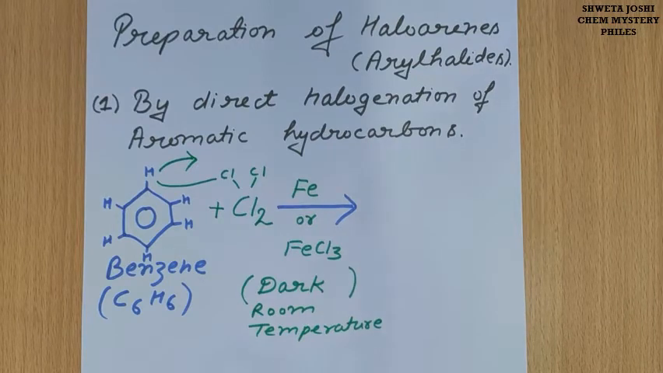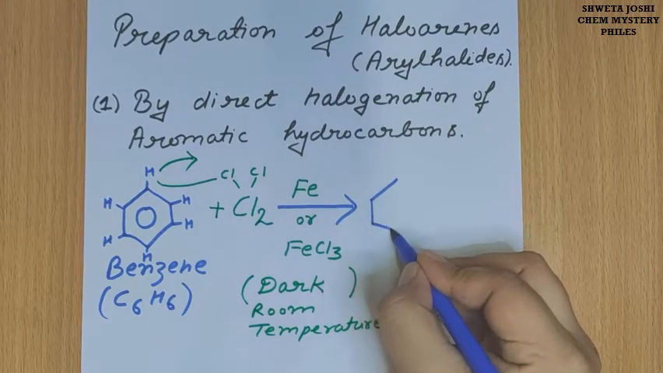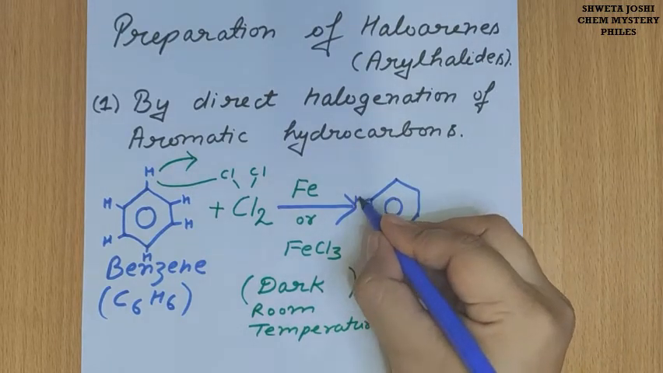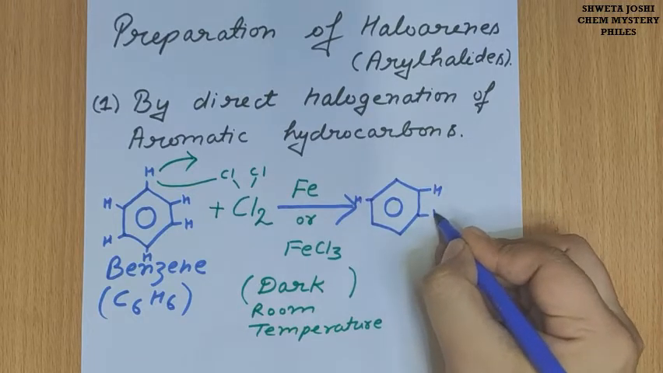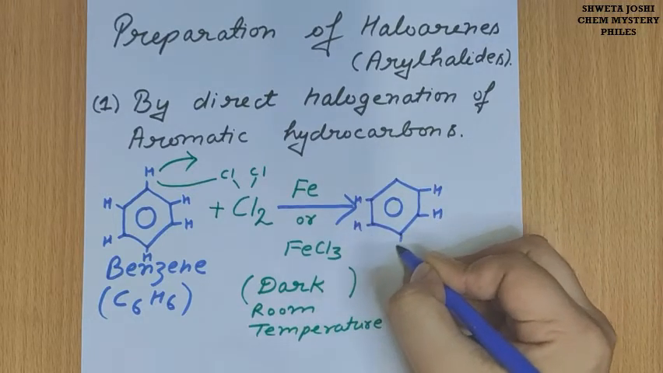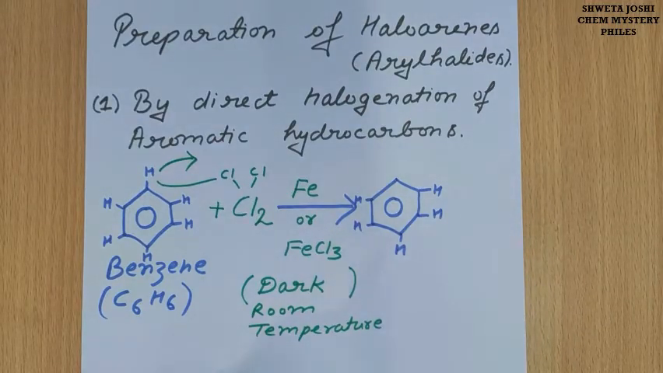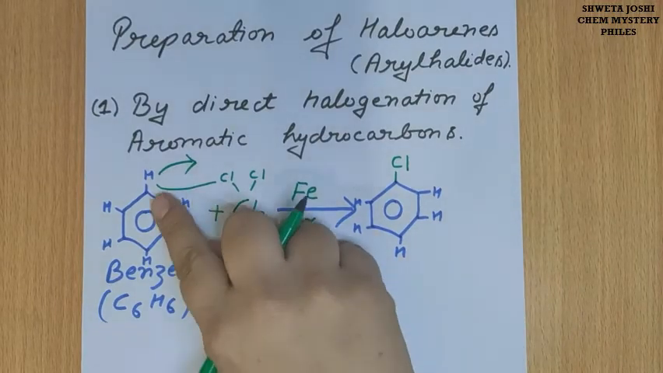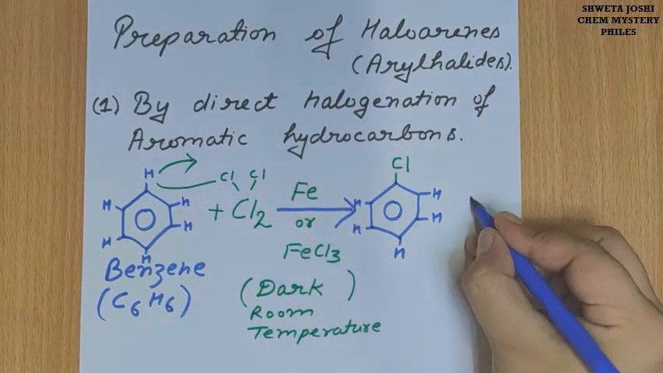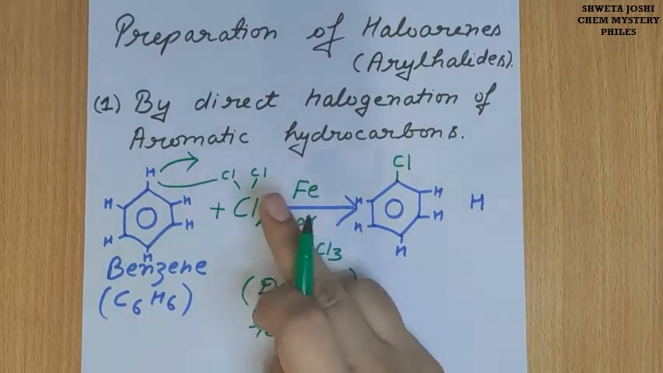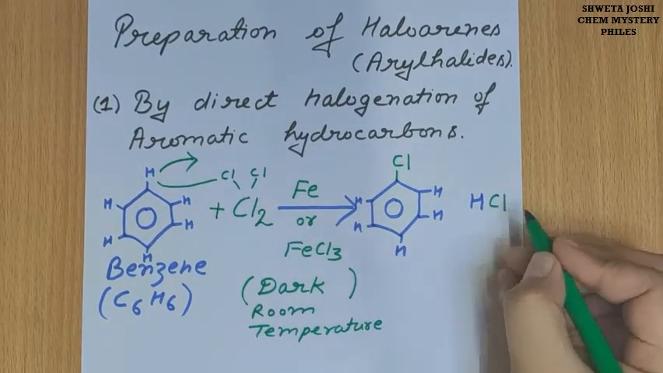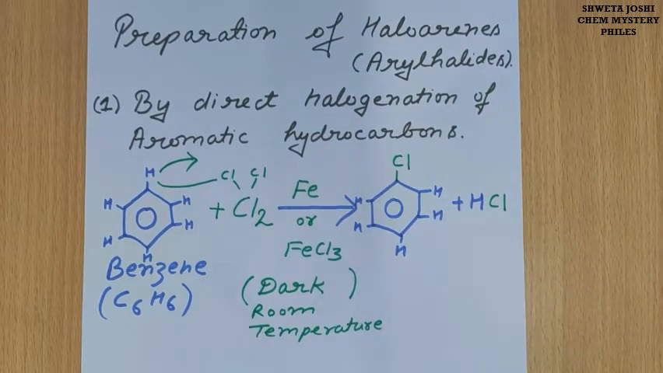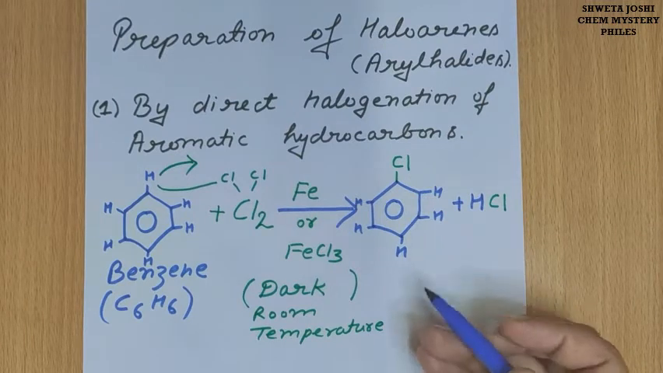So the product formed after this reaction will be an aromatic ring, and on all the sides hydrogen is present except one position to which now halogen Cl is attached, and the removed H will combine with the second Cl forming HCl. So in this reaction, chlorobenzene is formed.